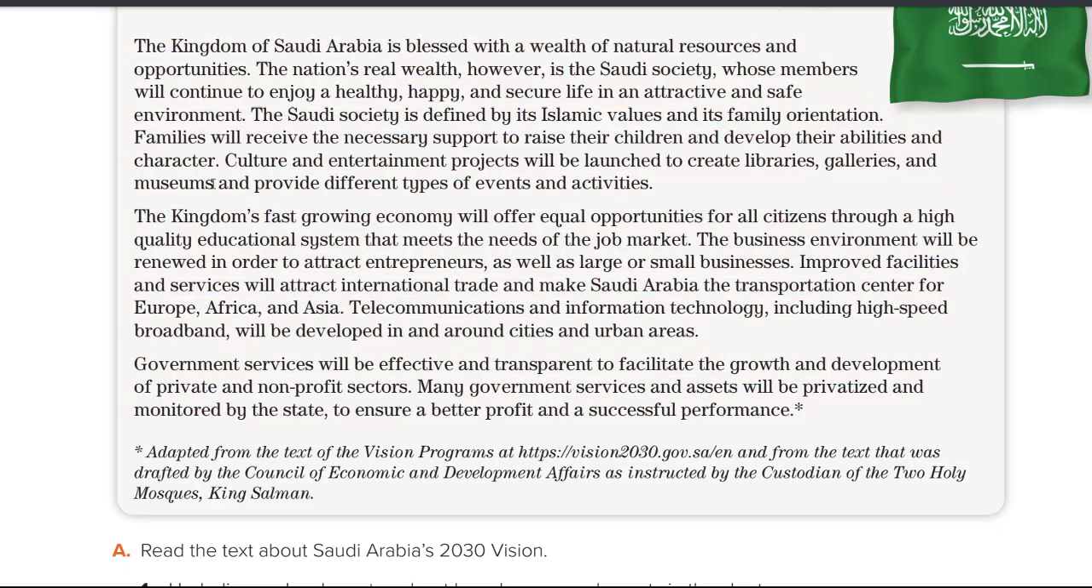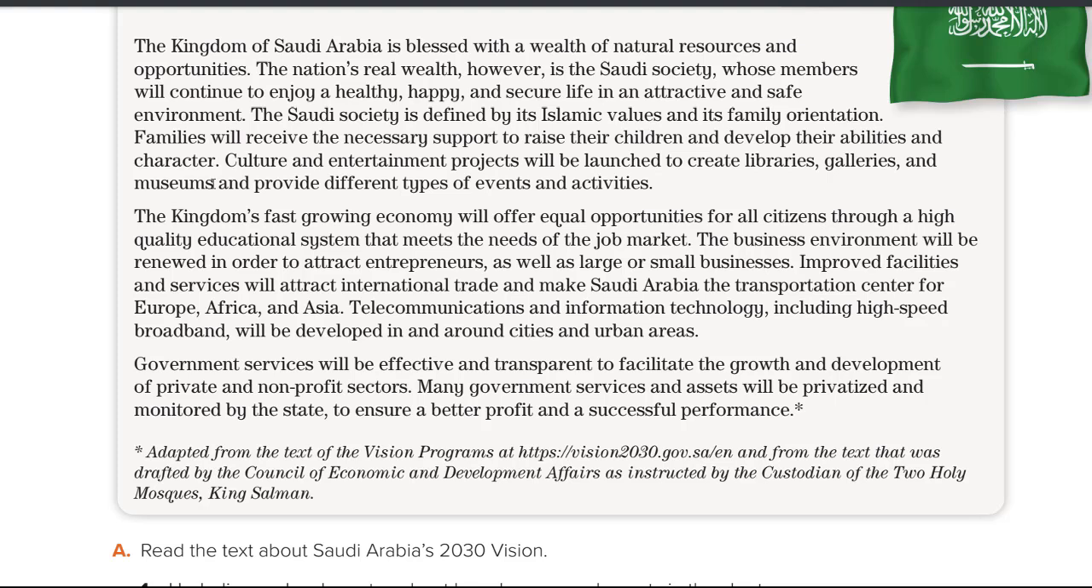Writing. The Kingdom of Saudi Arabia is blessed with a wealth of natural resources and opportunities. The nation's real wealth, however, is the Saudi society, whose members will continue to enjoy a healthy, happy, and secure life in an attractive and safe environment. The Saudi society is defined by its Islamic values and its family orientation.